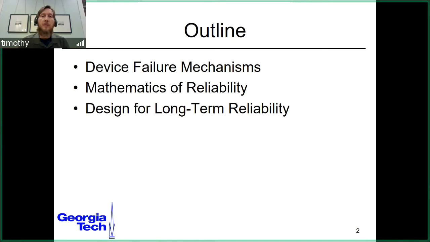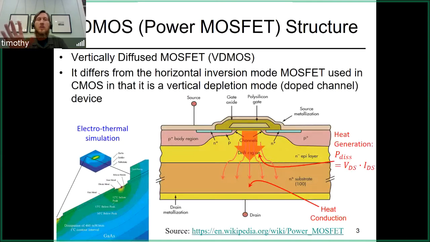So we're going to look at a couple of things inside the slide deck: device failure mechanisms, the mathematics of reliability, and designing for longer-term reliability. So first, let's look at a power MOSFET structure.